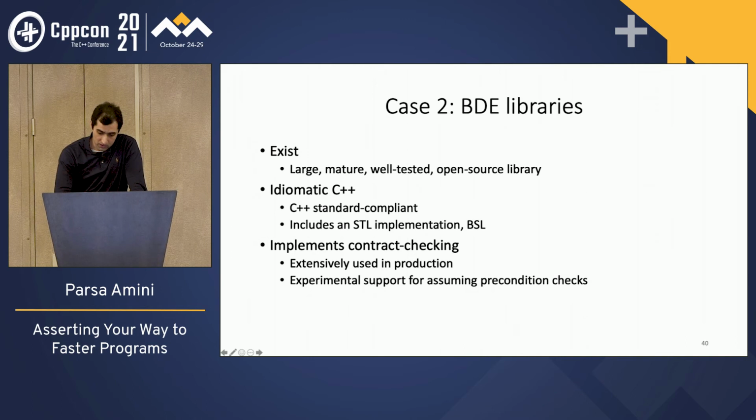And for us, it's a good target and low-hanging fruit to study the impact of assumptions, because for one, it already exists. They are well-written and well-tested idiomatic C++. They implement contracts. It also has experimental support for assuming precondition checks. That makes things a bit easier. And lastly, BDE libraries are large libraries that are already instrumented with contracts, and are maintained and have been extensively in production since 2004 with contracts. The idea of this study is to assess the impact of assuming the many precondition checks in the BDE library on a systemic level and see how that impacts performance.